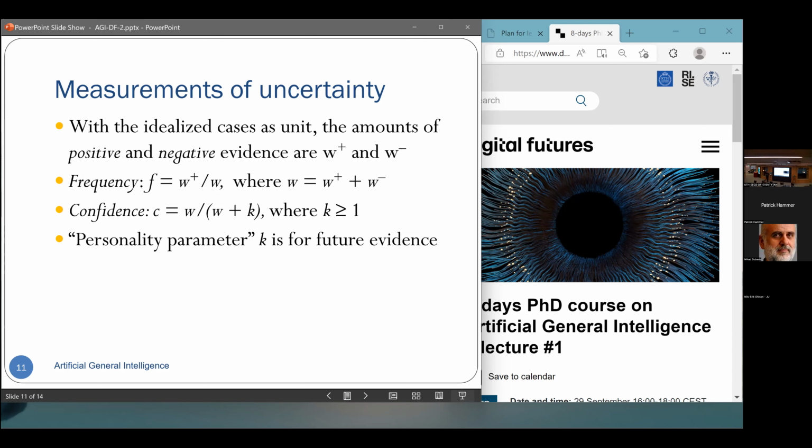So this one actually measures intuitively how much you may change your belief in the future. So high confidence doesn't mean it's closer to the reality. It means you're unlikely to change, or you're unlikely to change much because you already know a lot with respect to the same amount of future evidence. That's what this K measures.